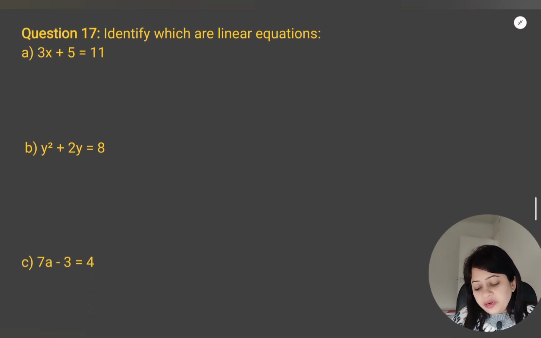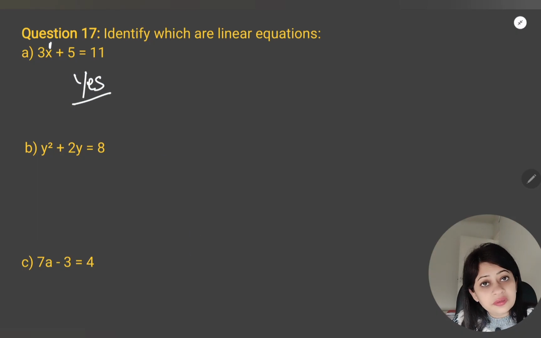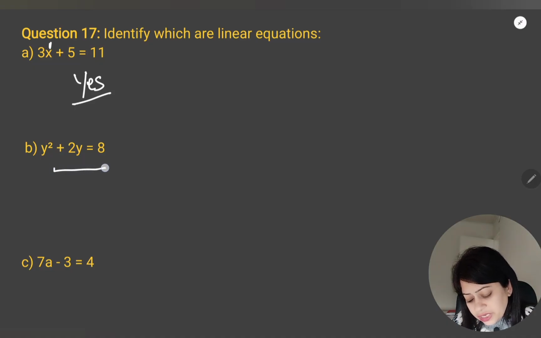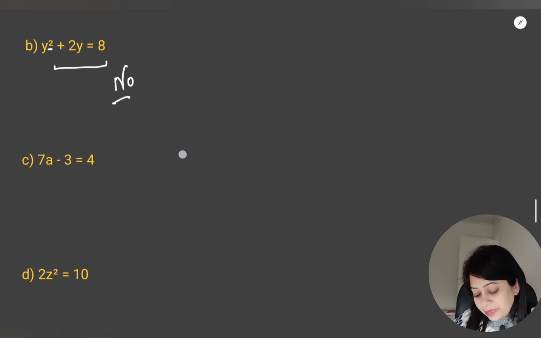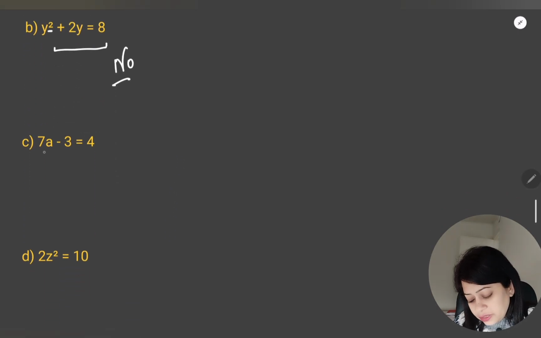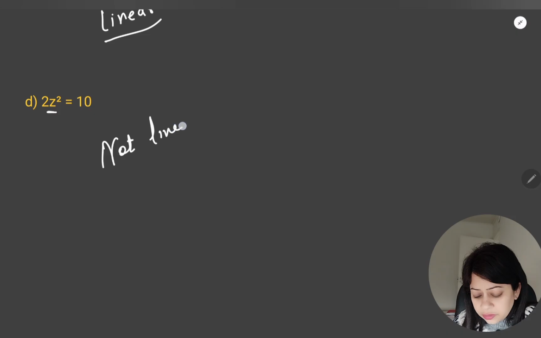Now question number 17. Identify which are linear equations. Is this linear? Yes. What is the power of x? 1, right? So yes. Is this linear? What is the power of y? Highest power is 2. So no, this is not linear. This is quadratic, but we don't know the term quadratic, so we will just say no, this is not linear. Okay. 7a minus 3 is 4. Is the highest power 1 or 2? 1. So you will say linear. Yes. 2z square equal to 10. What is the power of z? Not 1, it is 2. So not linear, right?